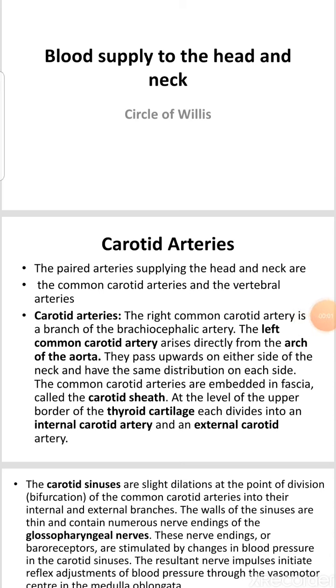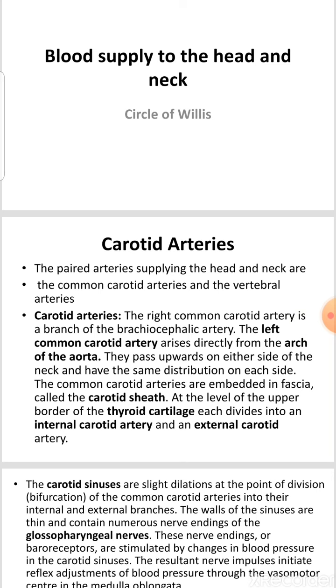In today's lecture, we will discuss the blood supply to the head and neck. We have already discussed the aorta, its parts and its branches, and we know that three major vessels arise from the arch of aorta. Starting from the right, the brachiocephalic trunk, the left common carotid artery, and the left subclavian artery. The right common carotid and right subclavian arteries arise from the brachiocephalic trunk.